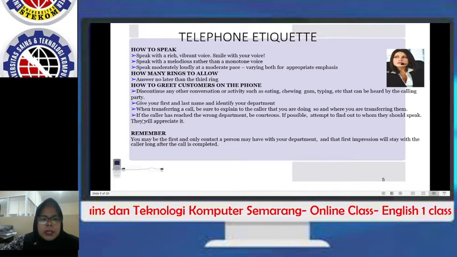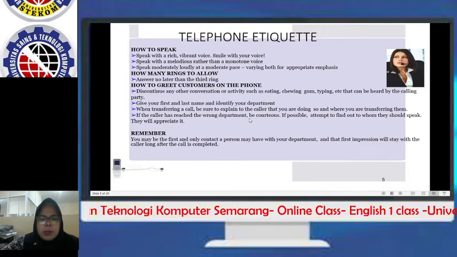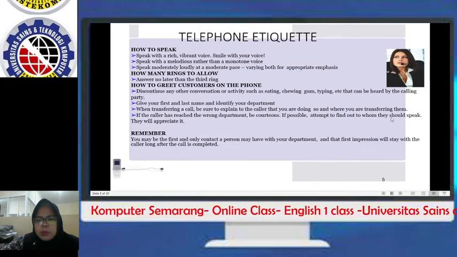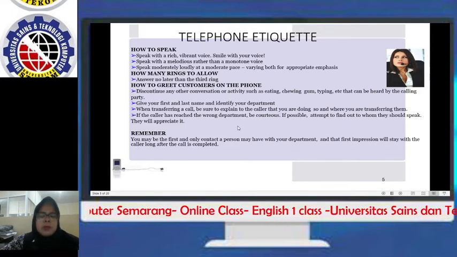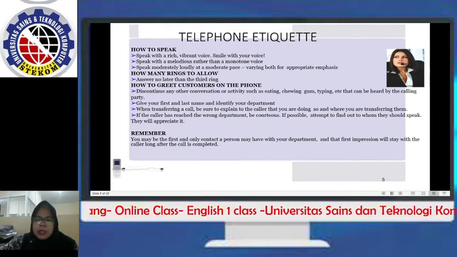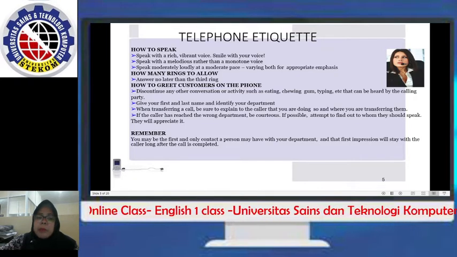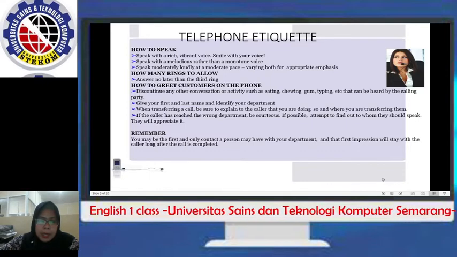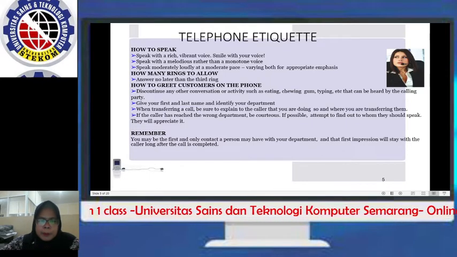And then next, if the caller has reached the wrong department, be courteous. If possible, attempt to find out to whom they should speak. Will appreciate it. Jadi kalau salah departemennya, Anda membantu untuk mengarahkan ke departemen yang lain yang dituju.